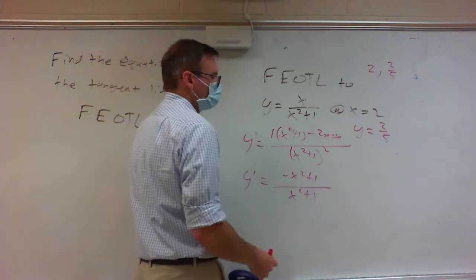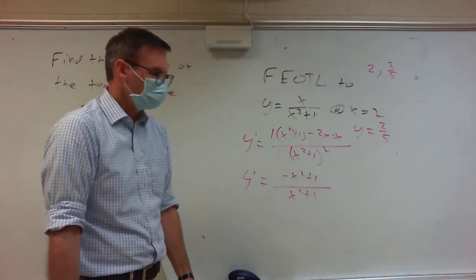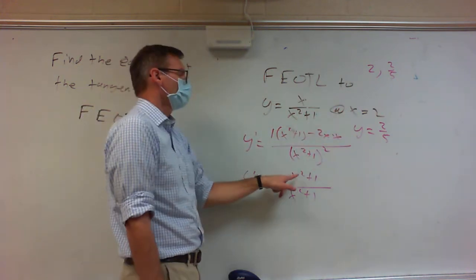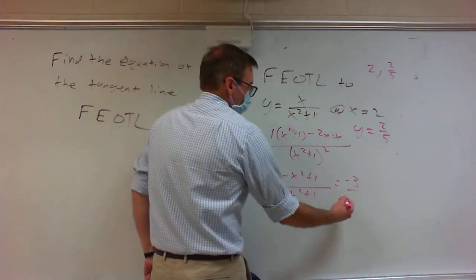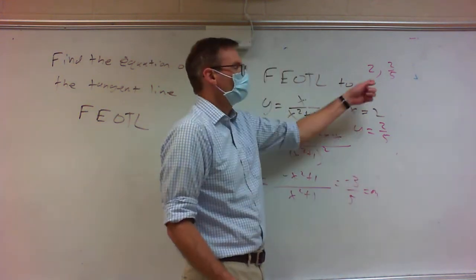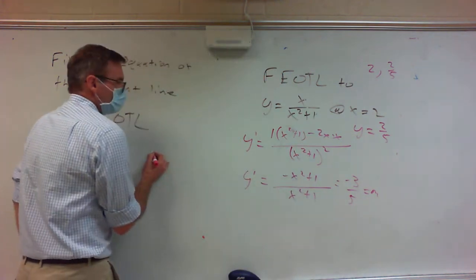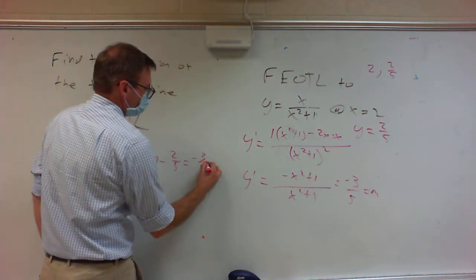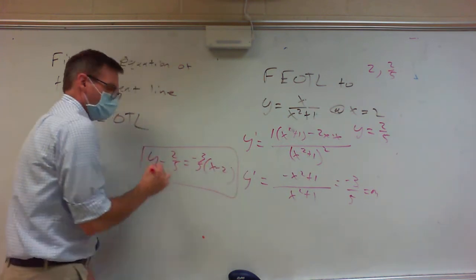There's your y prime. To find my slope, I got to plug something in, right? The 2. And so when I plug the 2 in, I get negative 4 plus 1. It's going to give me a negative 3. 4 plus 1 gives me 5. There's my slope. There's my point. Point slope form. y minus 2/5 is equal to negative 3/5 times x minus 2. That's what I'm looking for.